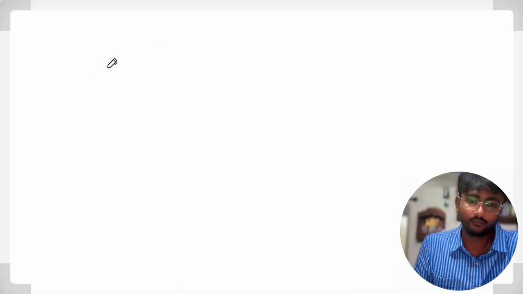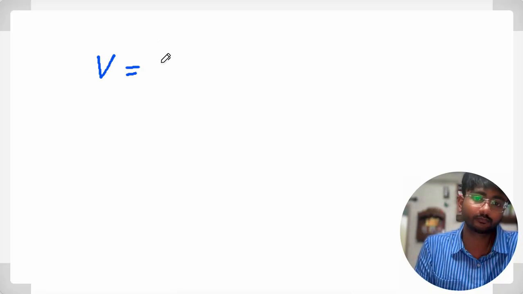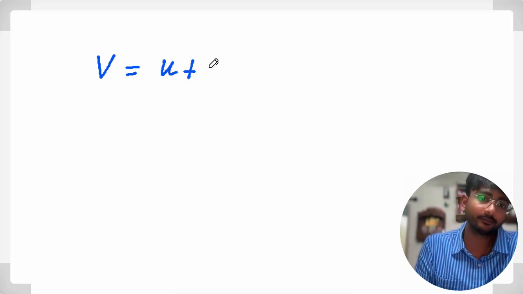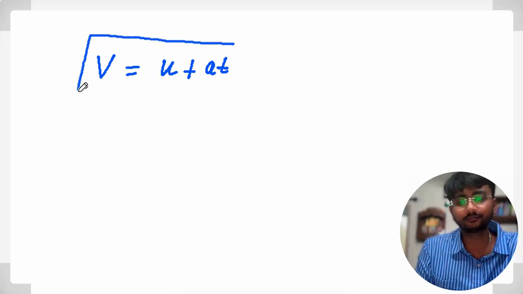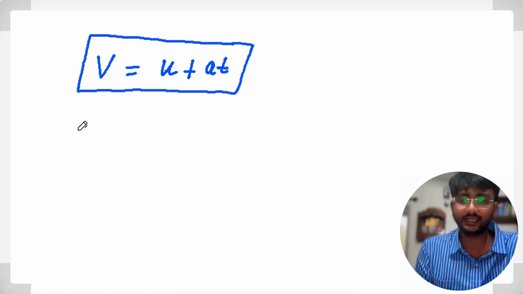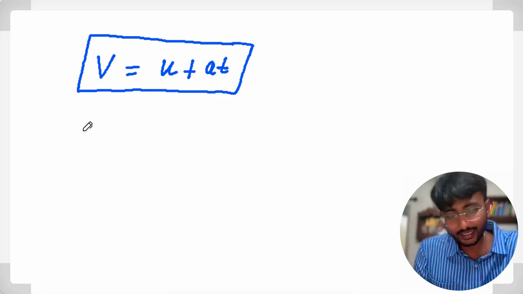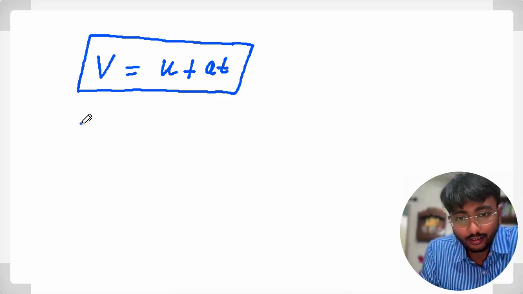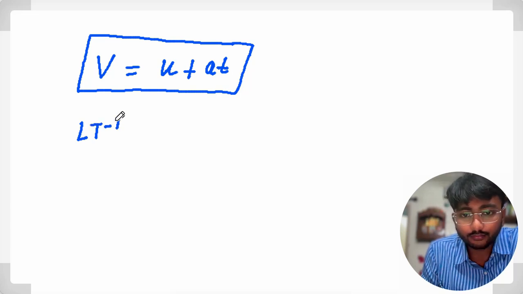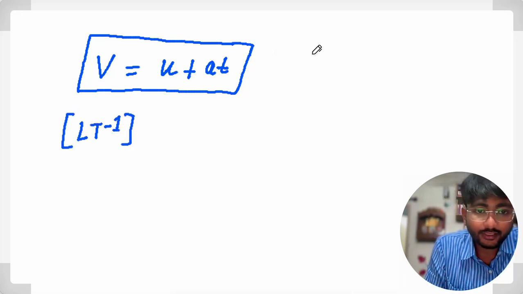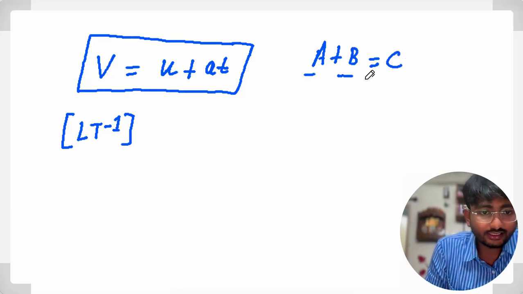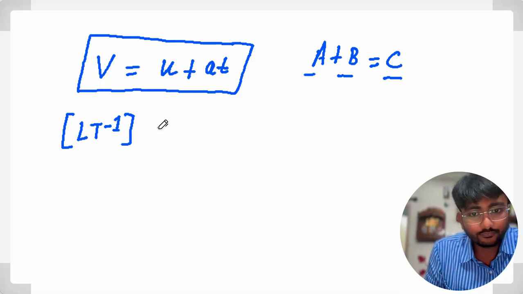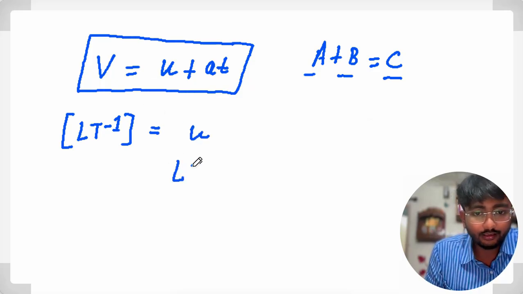If v equal to u plus at, we know that v equal to u plus at, right? So v is what? v is velocity. That means the dimension of velocity is L t to the power minus 1, right? And we know that when we add A plus B equal to something C, then the dimension of these three will be the same. So that's why the dimension of this u will also be L t to the power minus 1.